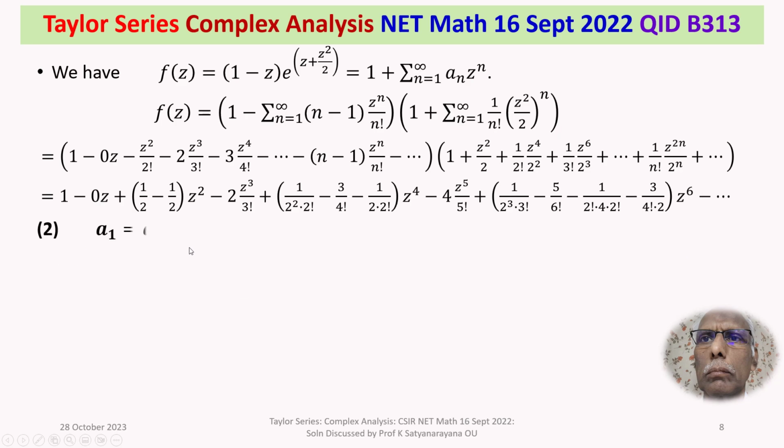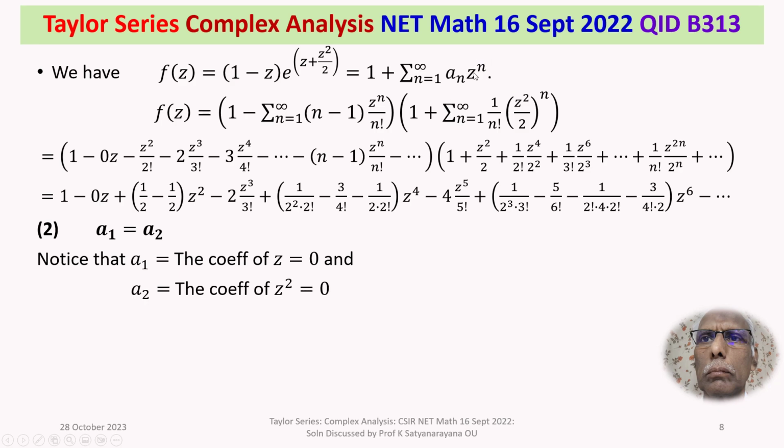Now, let's consider option 2. a1 is equal to a2. What is a1? The coefficient of z. The coefficient of z is 0. What is a2? The coefficient of z square.